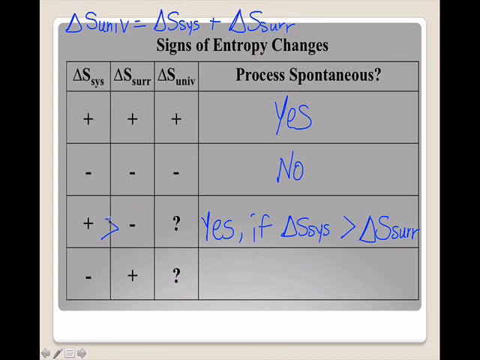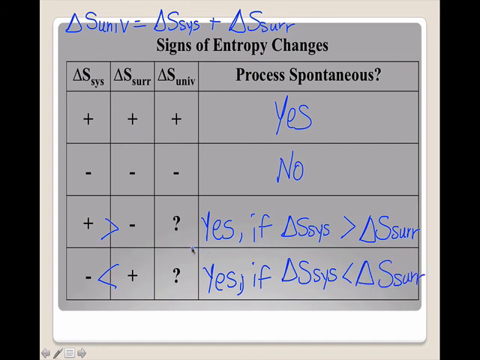So you need the system to be bigger because it's the one that's positive, which means this last case right here would be the opposite. In order for this to be spontaneous and for delta S of the universe to be positive, then we need the surroundings to be larger. Oops, that should be a comma. If delta S of the system is less than delta S of the surroundings.